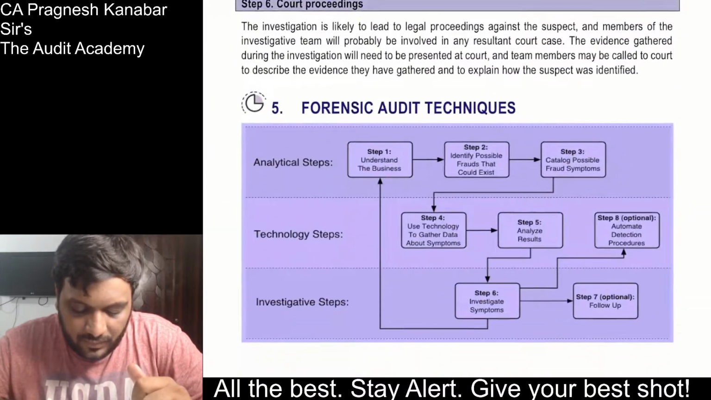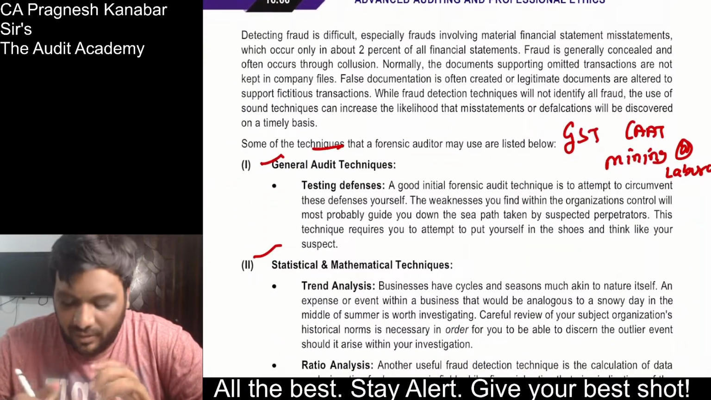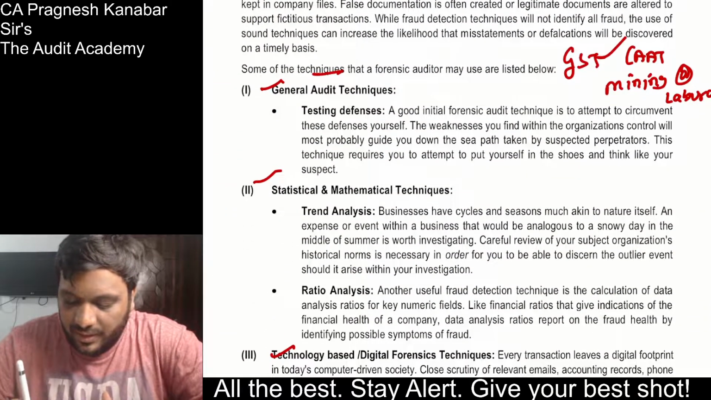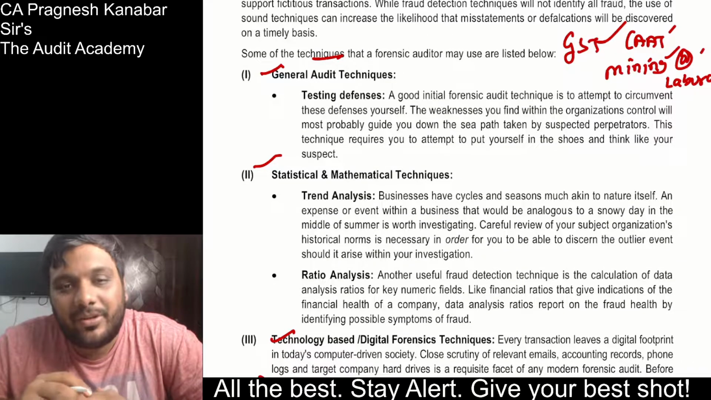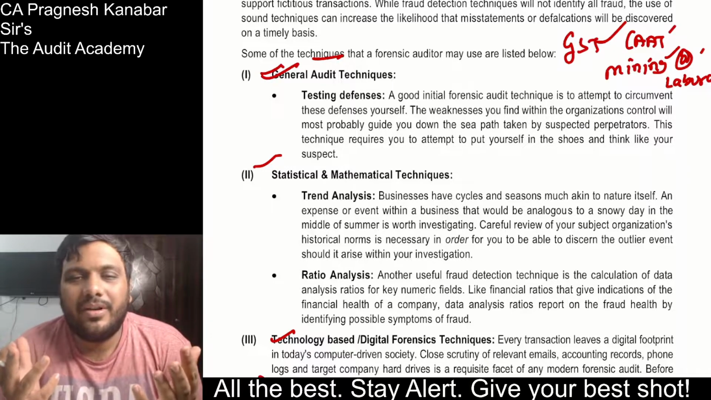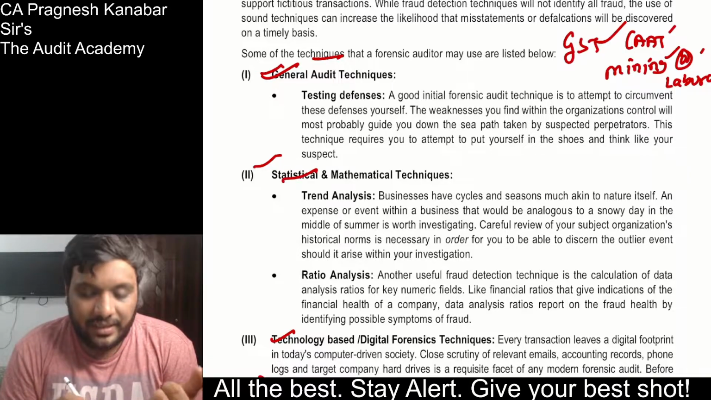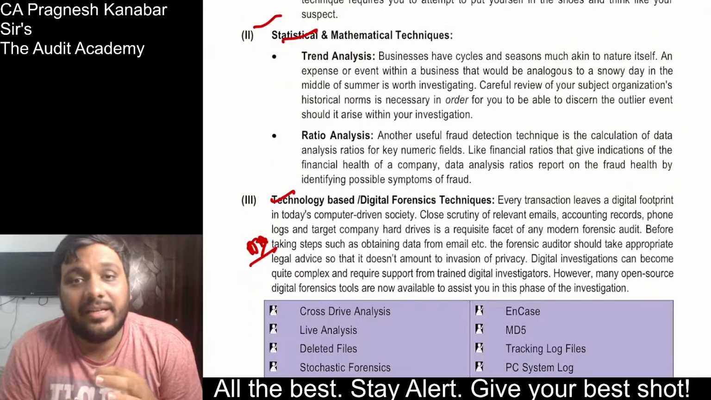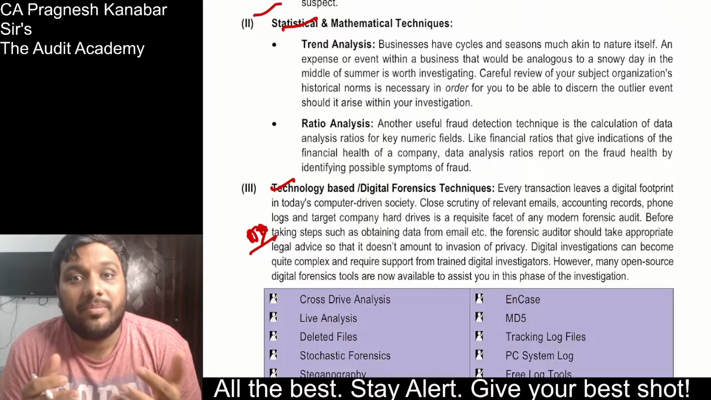Okay, then you have this on forensic audit techniques. When it comes to forensic audit techniques, the code is GST, CAT, mining, at laboratory. So GST: G is for general audit techniques. The normal audit techniques, like testing the internal controls and so on, are going to be done. S is for statistical and mathematical techniques, trend analysis and ratio analysis, which we normally discuss in the standard on auditing, analytical procedures.